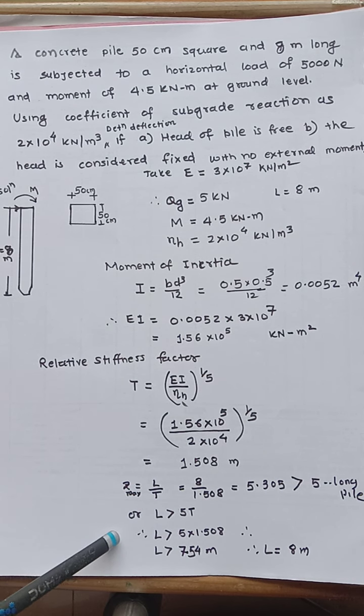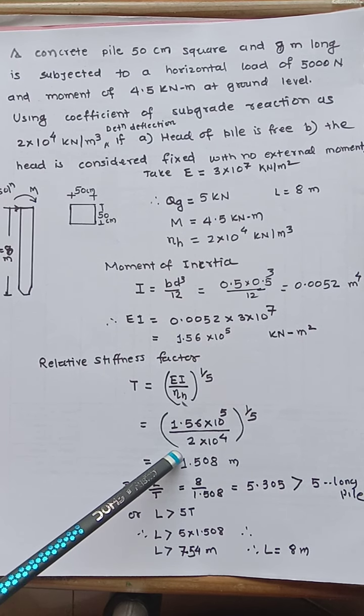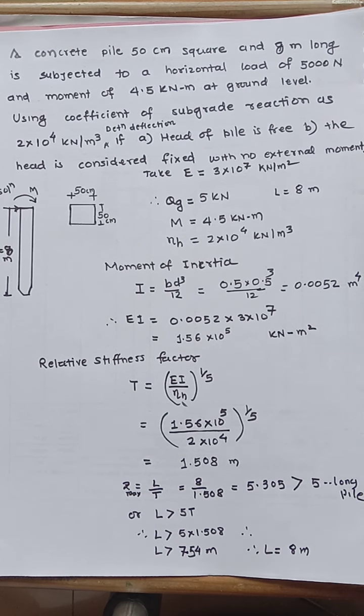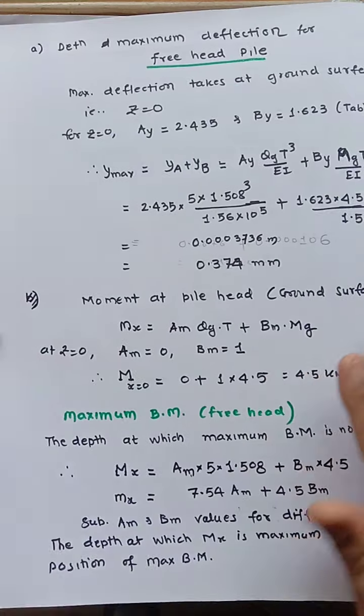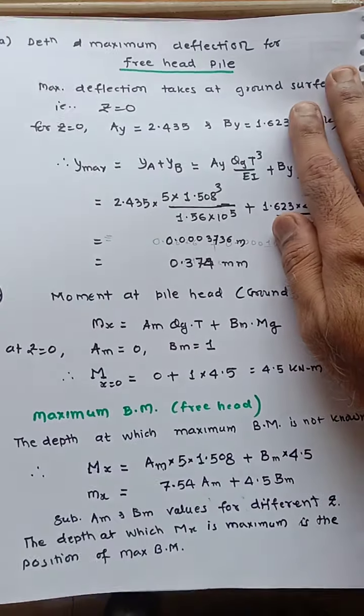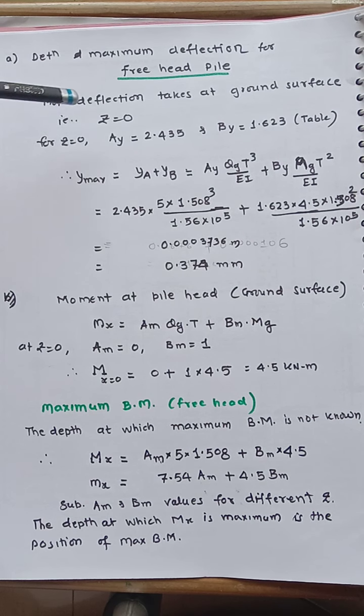It can also be tested another way: L should be greater than 5 times T. Length is 8 meter. 5 into 1.508 is 7.54. Length is 8 meter, so it satisfies that it is a long pile and the theory is applicable for a long pile. Now to find the deflection, first part, maximum deflection. In a free head pile, maximum deflection takes place at the ground surface, Z is equal to 0.